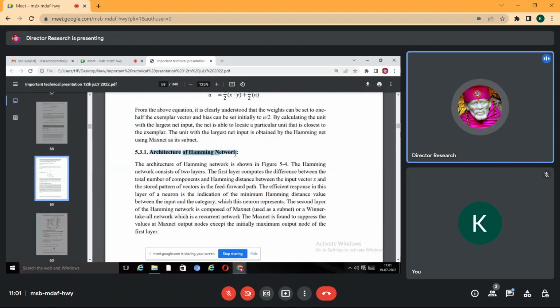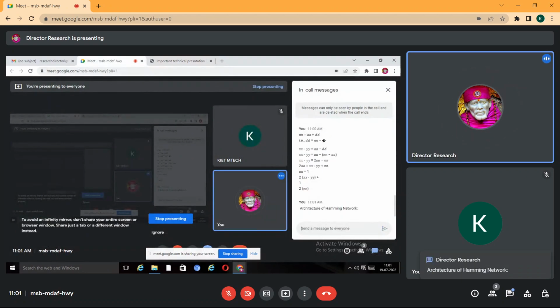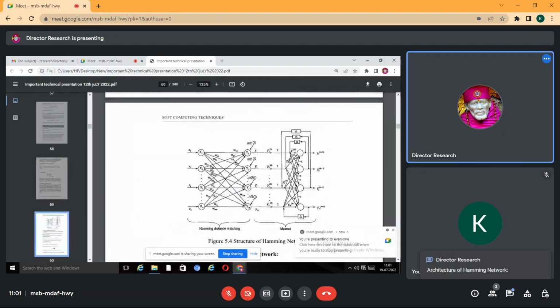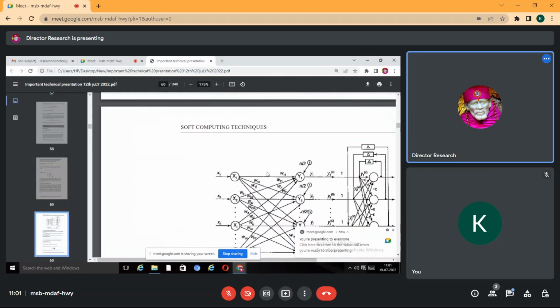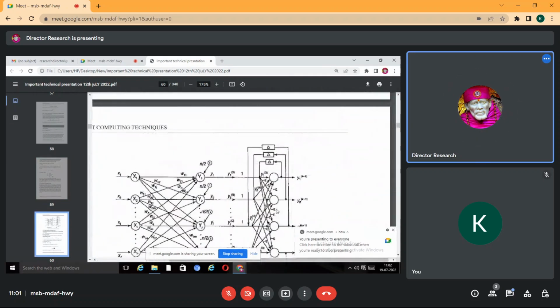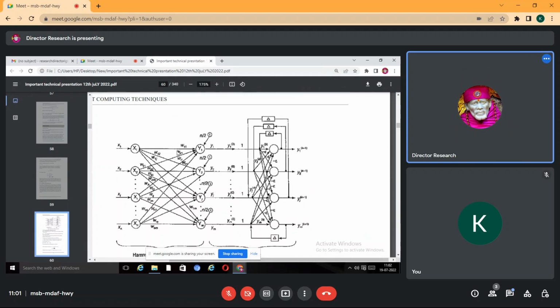Okay, just see the architecture of the Hamming network. This is a concluding topic. To understand the Hamming network, it is very important. This is the architecture of the Hamming network. Just see the block diagram first, the structure of the Hamming network: Hamming distance matching and MaxNet blocks. You can examine them very clearly in the architecture part. First you have to observe the blocks.